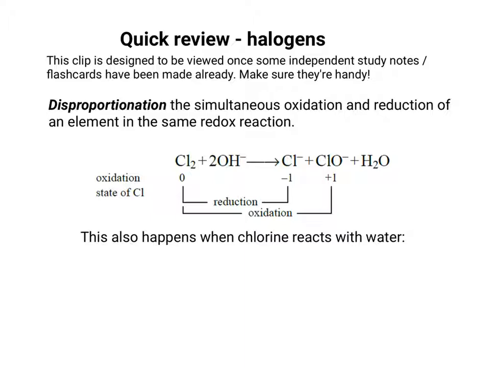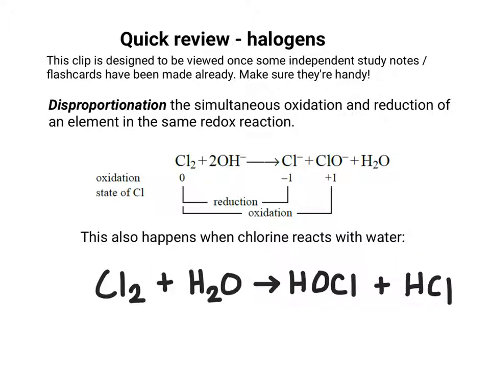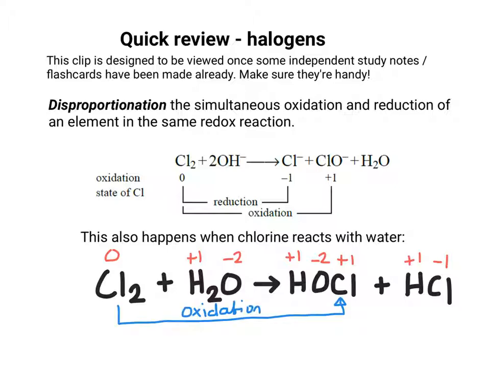So we also get this when chlorine reacts with water. So you get two acids forming when chlorine reacts with water. So if you put the oxidation states above all the elements, you can see clearly that there's two separate things that happen to each chlorine atom. You have oxidation and also reduction. So this brings us on to the subject of chlorine in drinking water because it reacts with water.